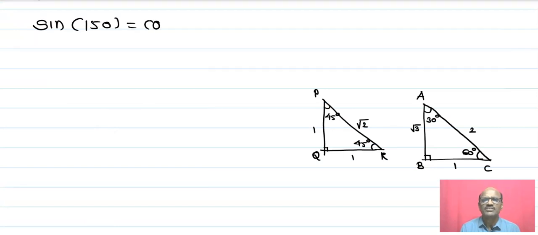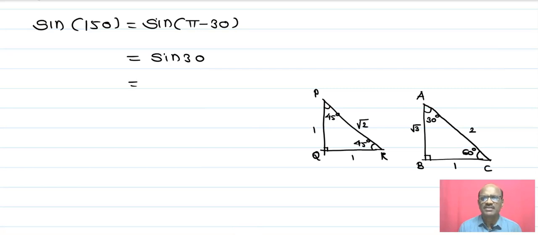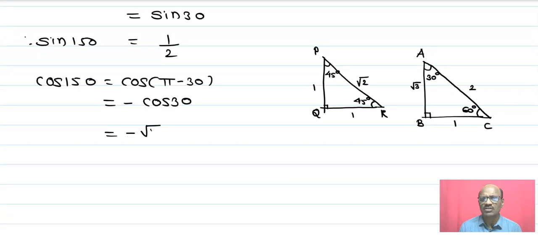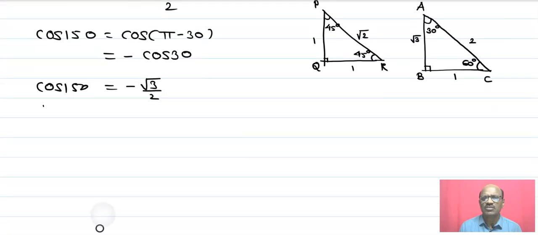Now next, sine of 150. This 150 is written in this manner, pi minus 30 degrees. Pi means 180, and 180 minus 30 is 150. Sine of pi minus 30 is sine 30, and sine 30 is 1 upon 2. Also cos of 150, that is cos of pi minus 30. Cos goes in the second quadrant, and in the second quadrant cos is negative. Whenever there is pi minus theta, the function remains as it is. Therefore, it is minus cos of 30, and cos 30 is root 3 upon 2.